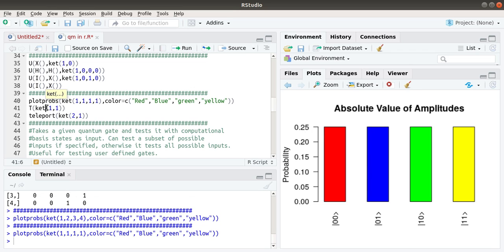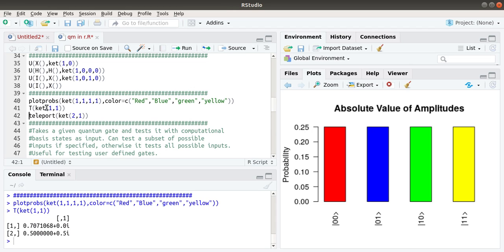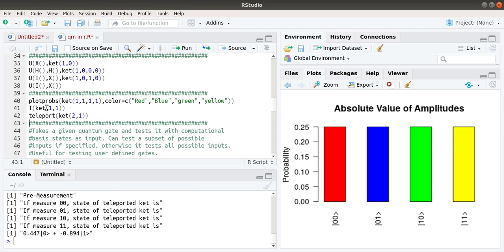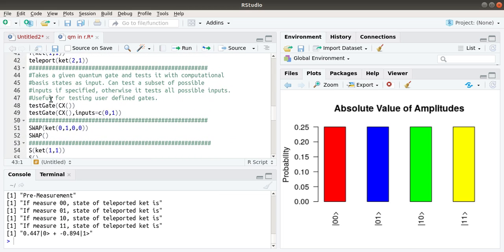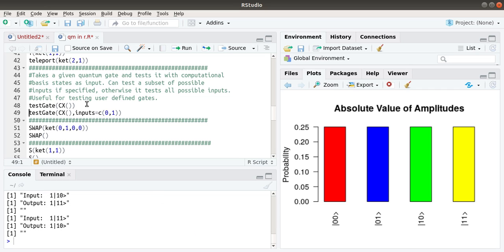This is another operator, T operator, and teleport get. These are some operators related to quantum mechanical and qubit transformation. So this is test gate of CX. Actually this is the input about that. So these are various types of gates, and how we can input different types of get in such gates, and how the result will be coming.